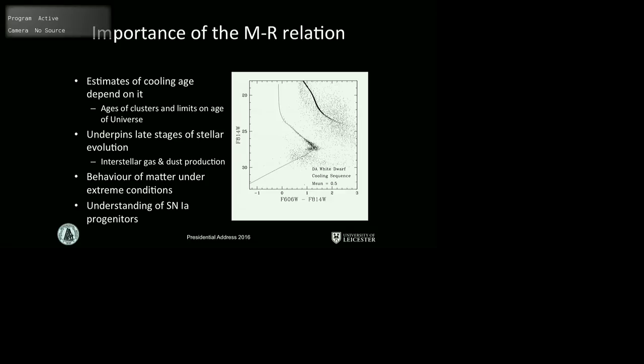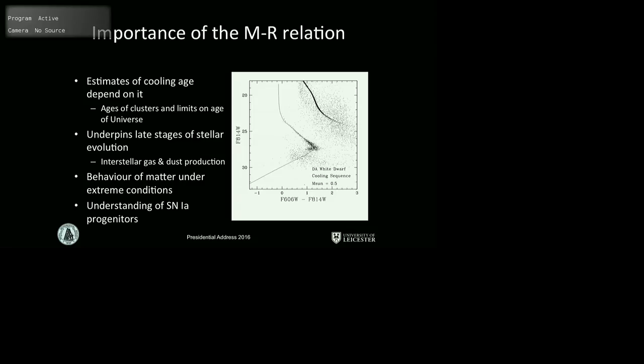So this is a very important tool for measuring ages of clusters, particularly testing globular clusters where there have been anomalies in understanding the main sequence. And this work underpins our understanding of late stages of stellar evolution, which are very important for recirculating material into interstellar space and for producing dust.